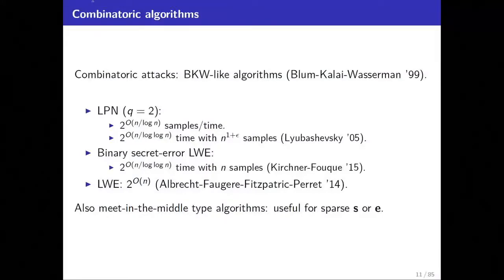Okay, so that's the current state of algebraic attacks. In the second class of algorithms, which I call the combinatoric type of algorithms, which originally follows from the BKW algorithm, it does something similar to Gaussian elimination and uses that to do a dimension and error trade-off. So that's the basic idea of these combinatoric algorithms.